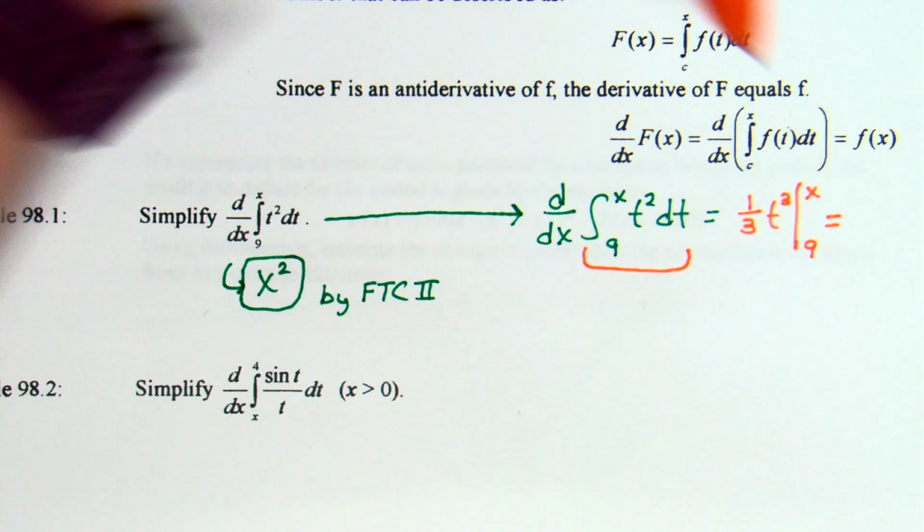The shortcut, when you have the derivative of an integral, and that top piece is a variable, and the bottom piece is a number, is that your answer is just going to be this function at that variable. So, work it out the long way using fundamental theorem of calculus part 1, or, based on what we know, give your final answer. Okay, got it?